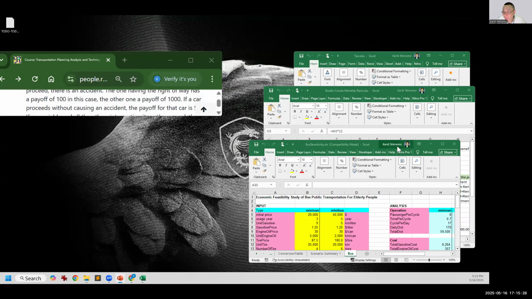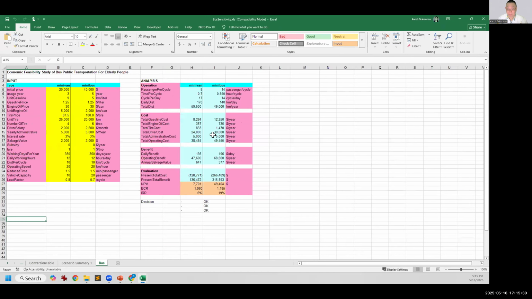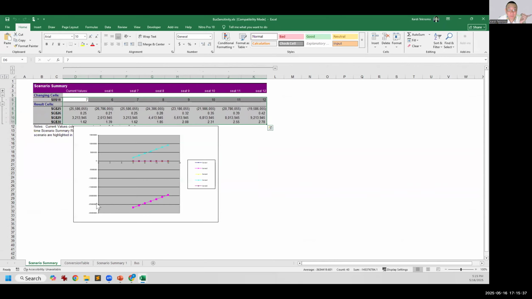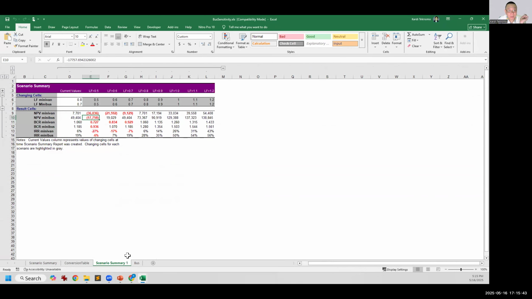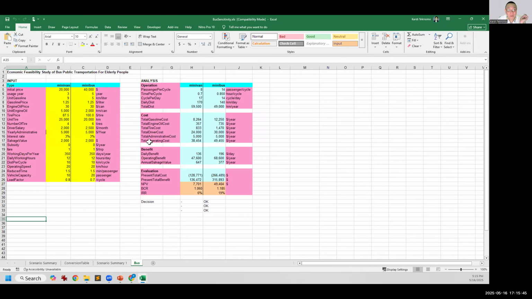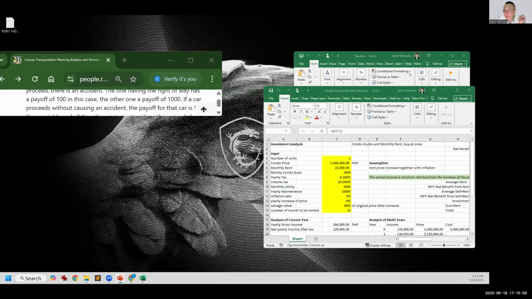This is an example of the Excel file from a while ago, and for the bus. So if you download from Level, these are the scenario analysis, this is the conversion table with the summary, and this is the computation for the bus analysis. And I can show you two more examples, but I cannot share them with you. I will just show you here. So these are other examples.